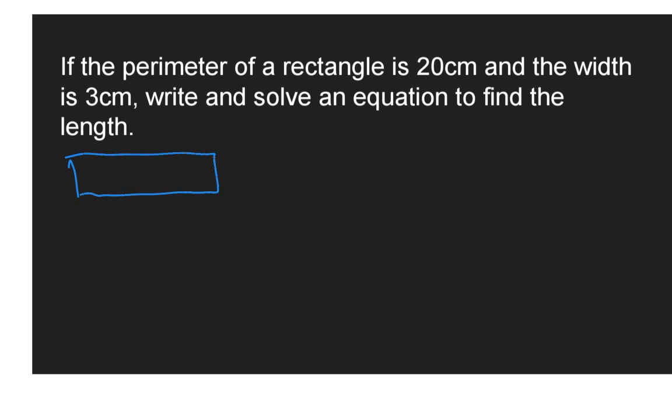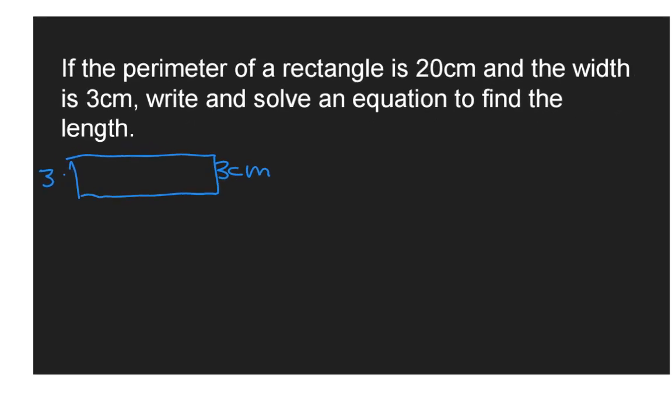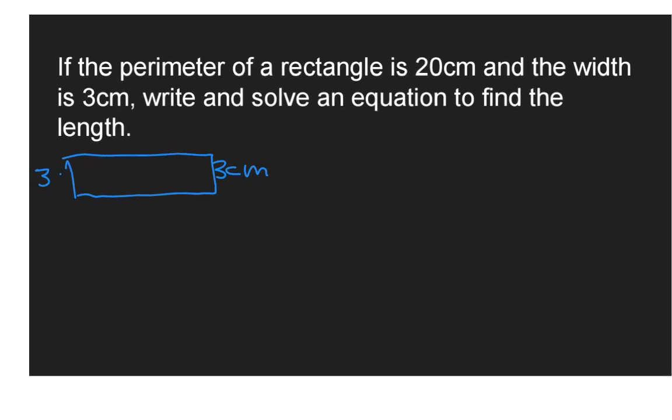So if we know that the width is 3 centimeters, we'll say this side is 3 centimeters. With a rectangle, the side opposite to that is also going to be 3 centimeters. And then I know that the other two sides, we don't know those yet. So I'm going to put x there for now. I don't know those quite yet, but we'll figure that out in just a moment.